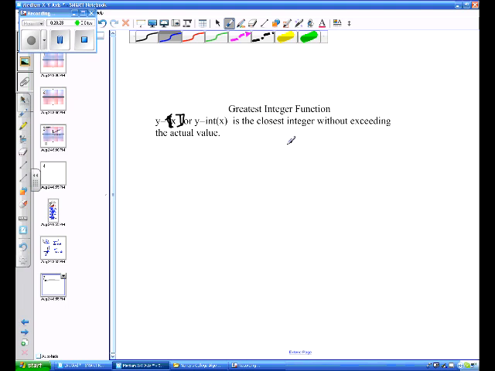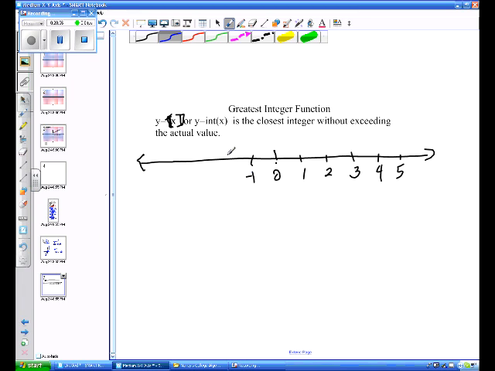Now what we mean here is we're looking for the closest integer without exceeding the actual value. And one way that you can do this, it's real nice if you do it with a number line as you're thinking about it. We usually don't have any trouble when we're talking about positive numbers. It's when we start getting into the negative numbers that we have a little bit of a difficulty. So we're going to go through a few and we're going to see what we mean by the greatest integer. We want the closest integer without exceeding the actual value.